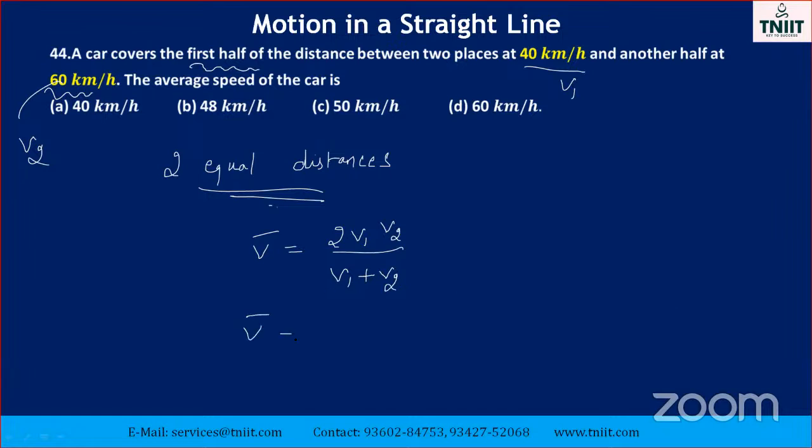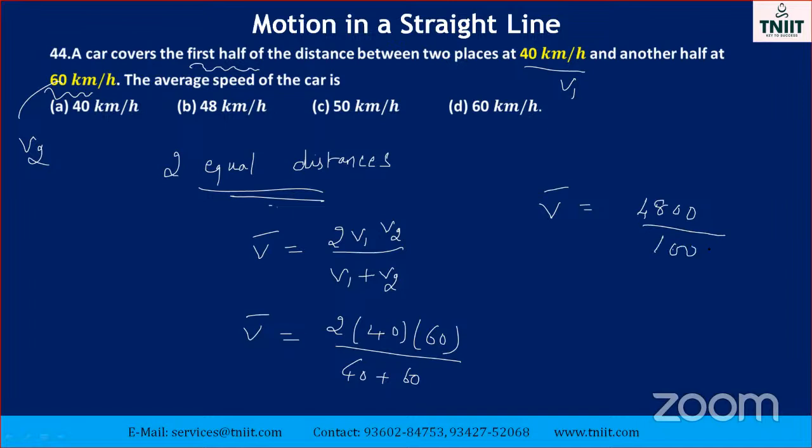So average speed will be equal to 2 times v1, which is 40, times v2, which is 60, divided by 40 plus 60. So v bar is equal to 2 into 4, 8, 8 into 6, 48, right? So 4,800 divided by 100. 2 zeros will get cancelled out. So v bar will be equal to 48, and the unit is kilometer per hour. So the answer should be option B, 48 kilometer per hour.